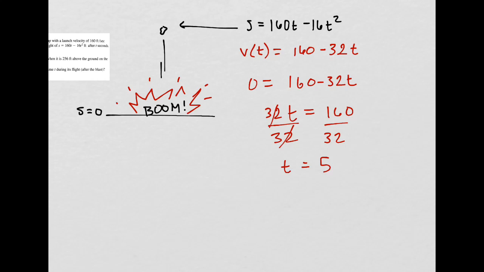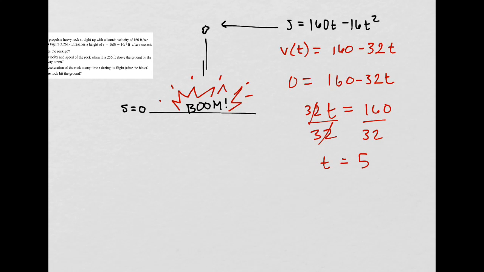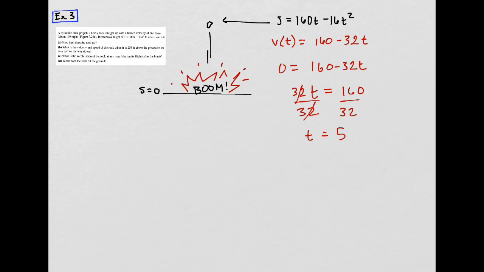So this is not how high it goes. This is the time at which it reaches its highest point. Because I start off shooting up, and then I get a velocity of 0. So at 5 seconds, we've reached our maximum height. How do we find that height? Well, you take the 5 and plug it in for the t value in the position function. So this is our answer to A.